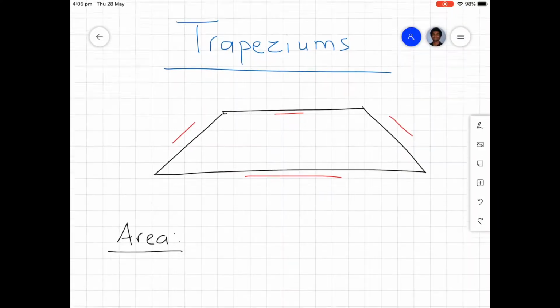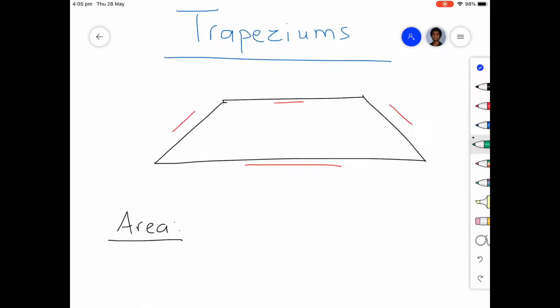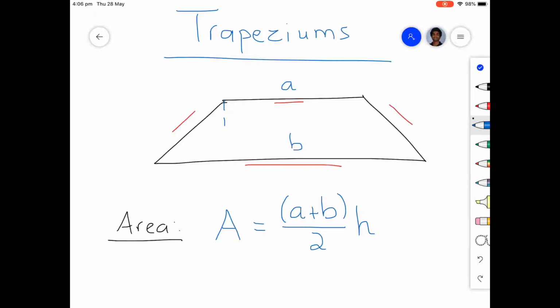Now when we look at calculating the area of a trapezium, the formula can look a little bit tricky, but let's break it down right now. So the formula for area is (a plus b) in brackets, divided by 2, and then multiplied by the height. So looking at our diagram here, let's unpack what each of those letters means. The lowercase a refers to the top of our trapezium. The lowercase b refers to the bottom of our trapezium, and h stands for height.